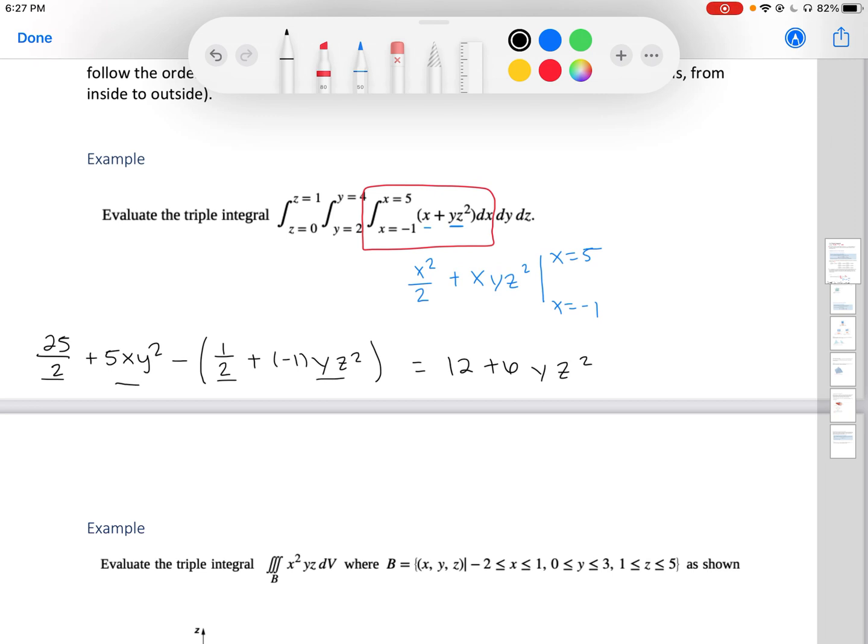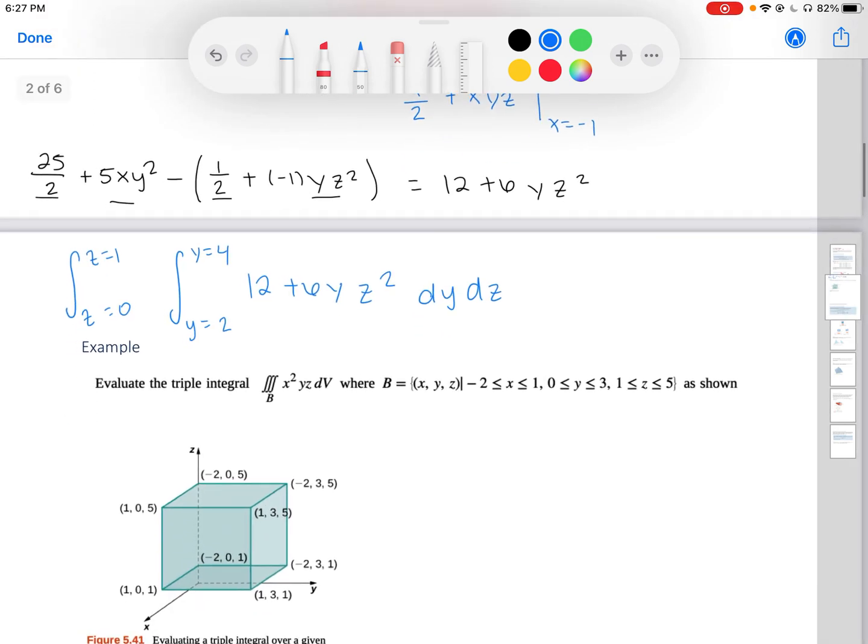And then we continue to integrate. So now you're in a position that you've seen before. So now we continue to integrate 12 plus 6yz squared dy dz. And our bounds are: y is 4 for our upper, and our lower bound is y is 2, our upper bound is z is equal to 1, and z is equal to 0. And from there, you continue with double integration as you did before.